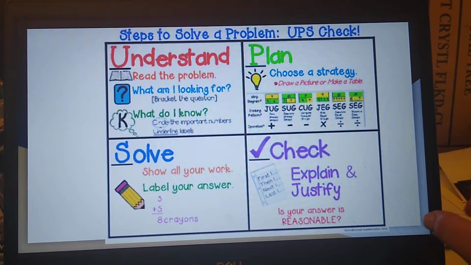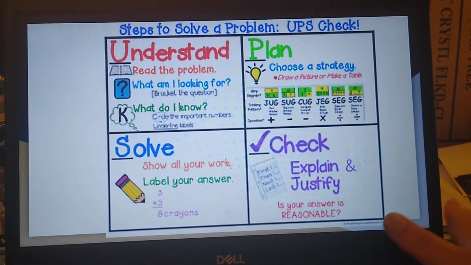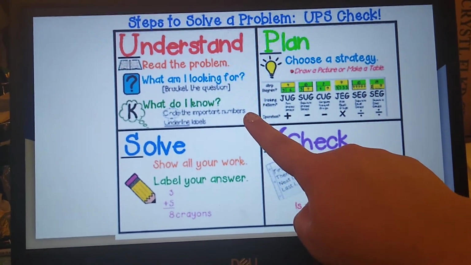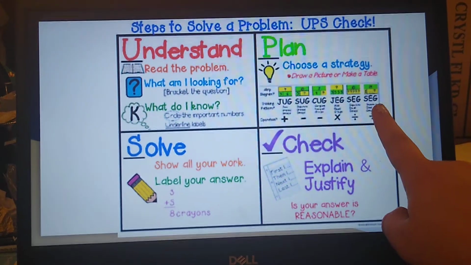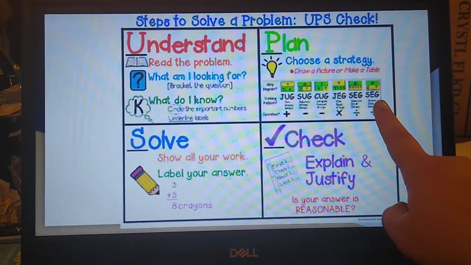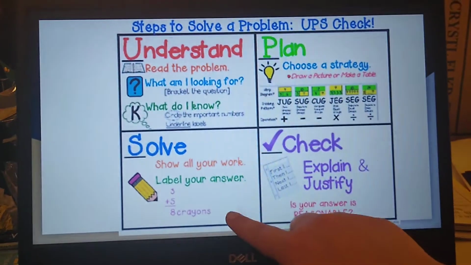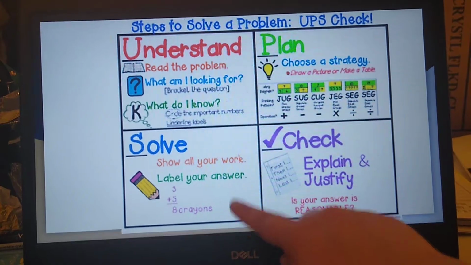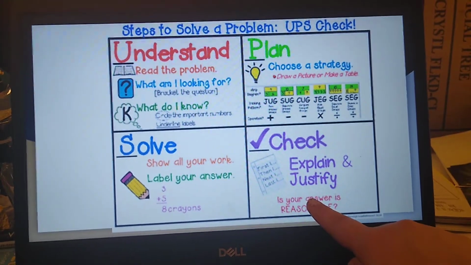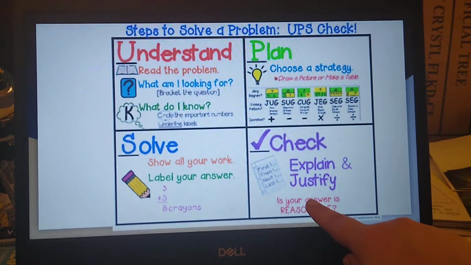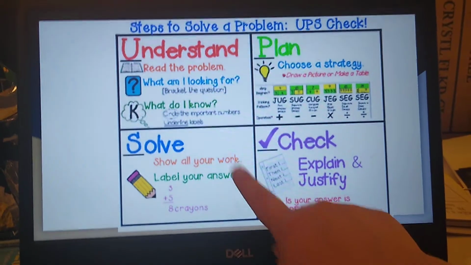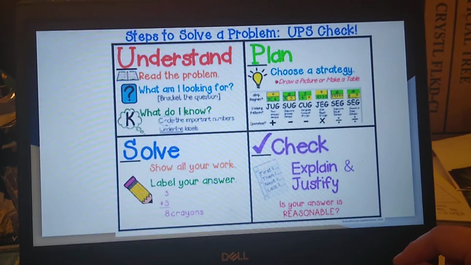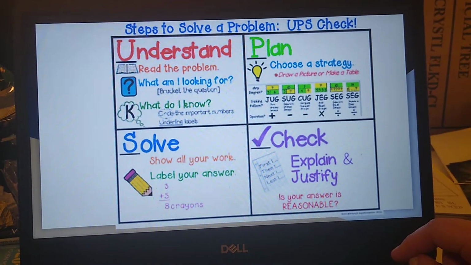So again, just to quickly highlight these steps. First, you're going to understand your problem by reading it and annotating it. Second, you're going to make your strategy and plan out what you're going to do to answer this question. And then third, you're going to solve it, showing all of your work and labeling your answer. And then the last step is to go back and double check your work, making sure that you answered exactly what the question asked and that you fully understood what you were looking for. That is the steps to working a word problem.